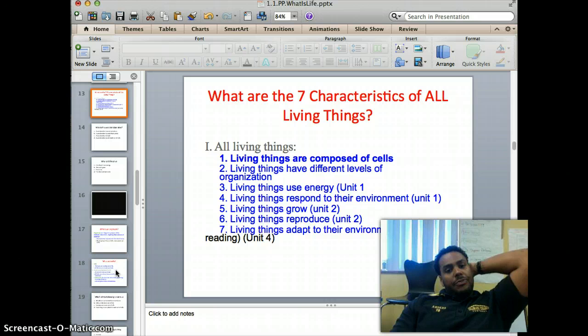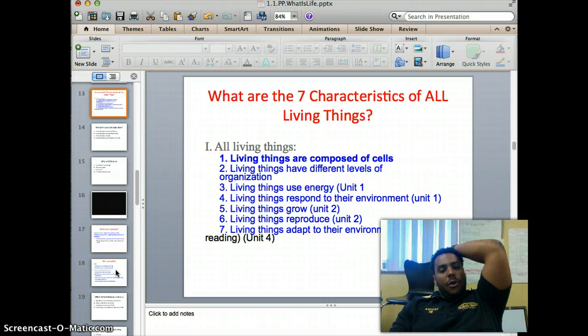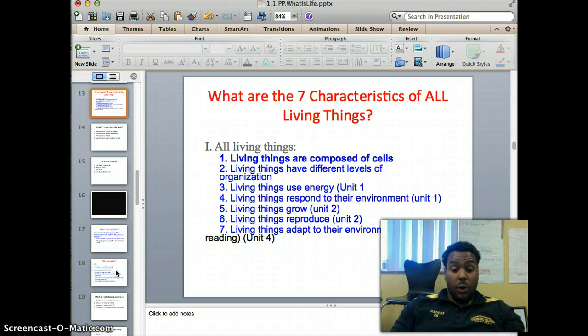Alright, so let's start. 7 characteristics of life, all living things. First off, all living things are composed of cells. This we talked about. We learned about this in the reading. Living things have different levels of organization. We're going to cover that in Unit 1. I don't know why it doesn't say that, but with that said, it will be in Unit 1. Living things use energy. We will learn about that in Unit 1. Living things respond to their environment. We will learn about that in Unit 1.